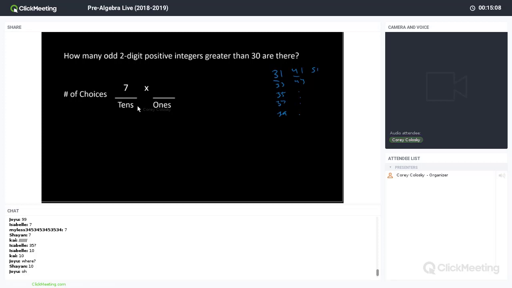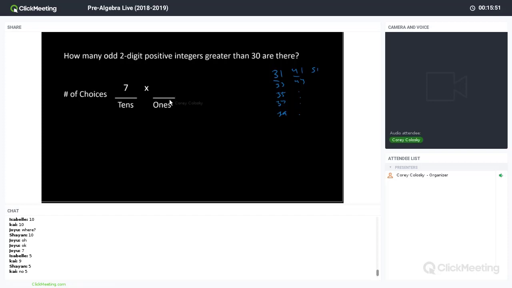All right, so I think we're doing okay. All right, now for the ones place. How many options do we have for the ones place? So if you can let me know that. Okay, I'm seeing a few responses. I see a 7, I see some 5s. So for the ones place, we'll see who's correct here.